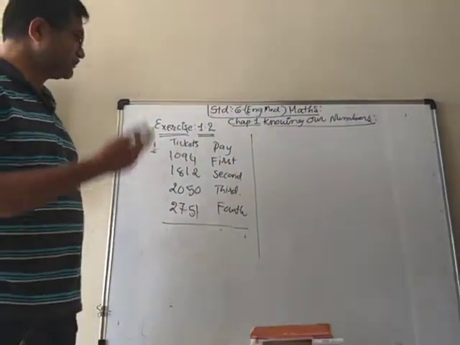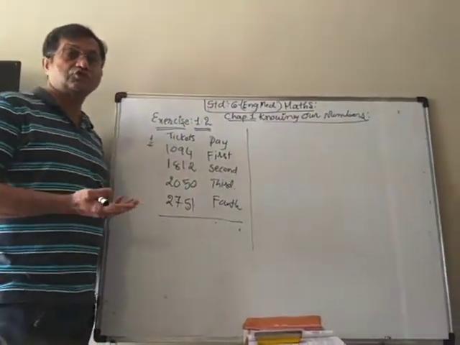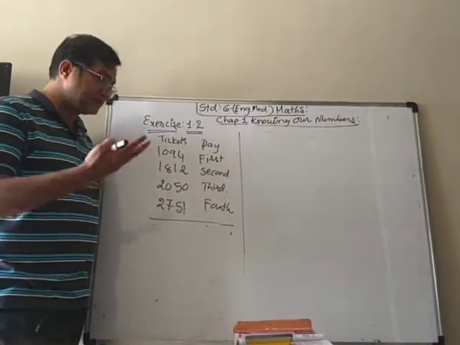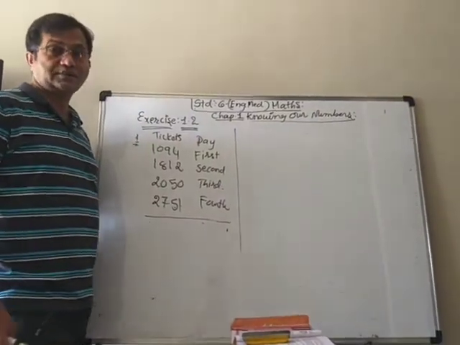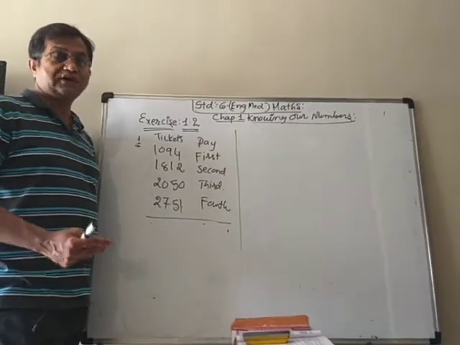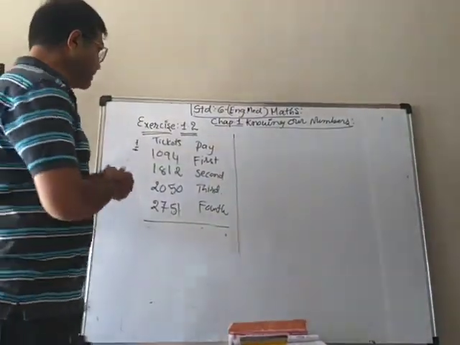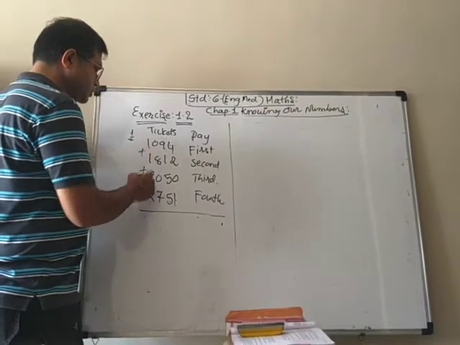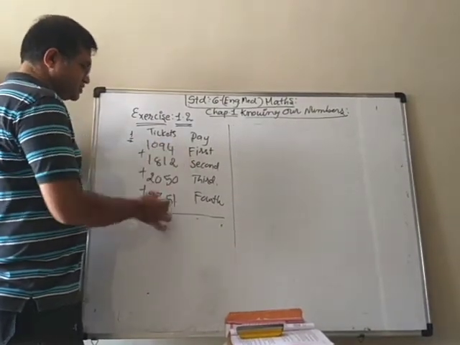So here obviously first you have to think about what to do. Addition, subtraction, multiplication or division. Now we have to find the total number of tickets sold. It means that we have to add these 4 numbers. So here we will do the addition.